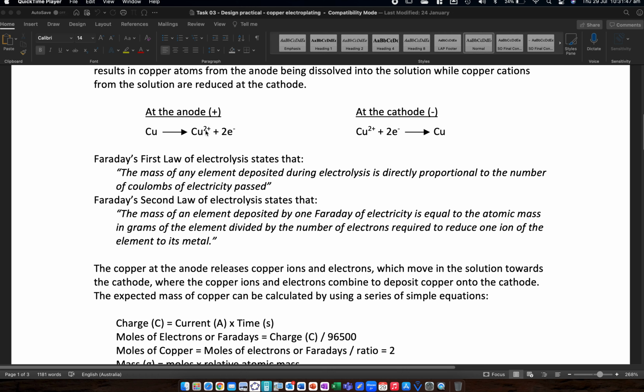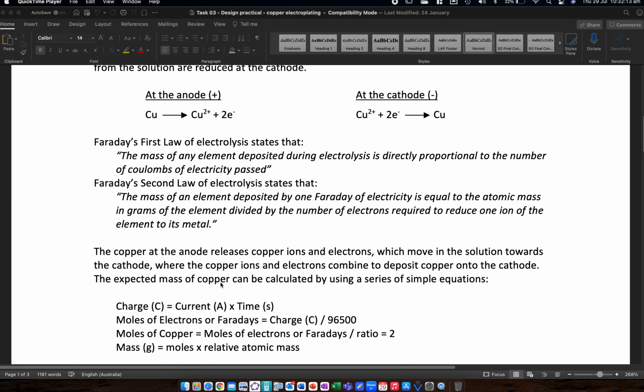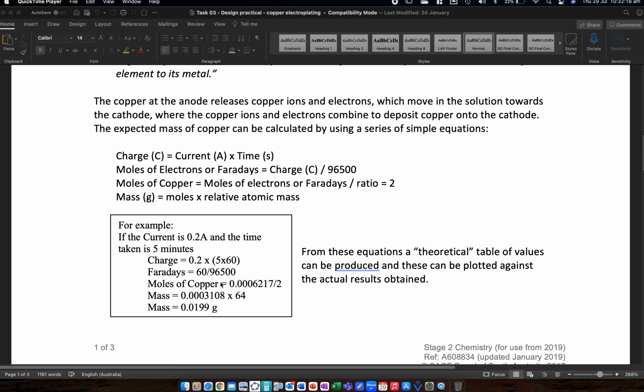So for every 1 copper that is put into solution and at the other side comes out of solution, for 1 copper, that's 2 electrons that must have passed around the circuit. Okay, because each one requires 2 electrons or deposits 2 electrons. So for another 2 electrons, then another one of those occurs. So it's proportional. It's in relation to each other. Okay, so the copper at the anode releases copper ions and electrons, okay, which move into the solution towards the cathode. All right, we've explained all that sort of stuff there.